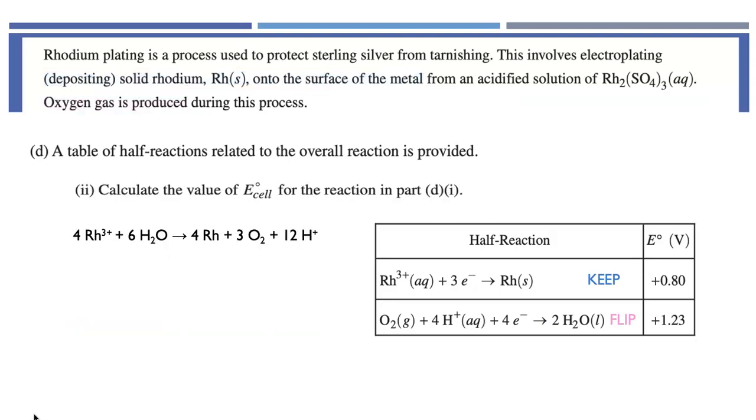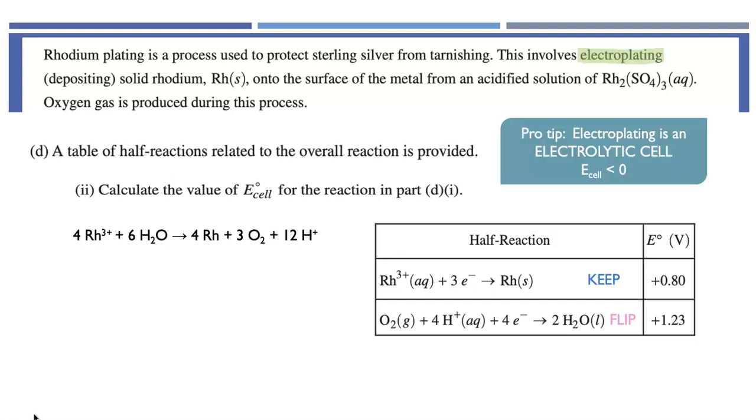D part 2 goes on and says, calculate the value of E cell for the reaction that we just wrote, which I've got here. Now think about what we know. We know we're keeping the rhodium half reaction as written. We flipped the oxygen half reaction. Now we know that electroplating is an electrolytic cell. This is, again, another clue. They're really helping you out here, all right? It's an electrolytic cell, and you should know.